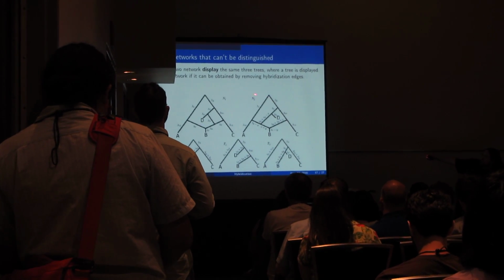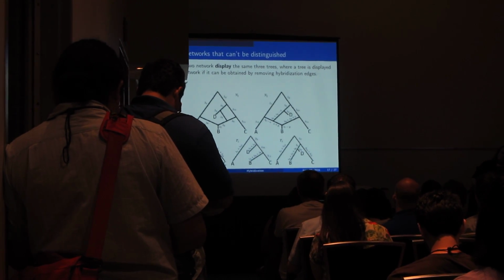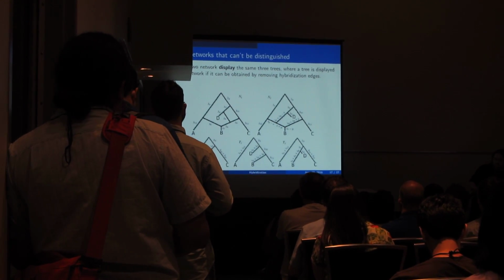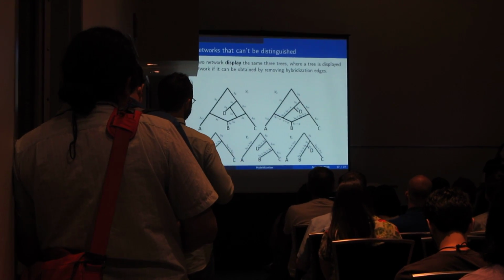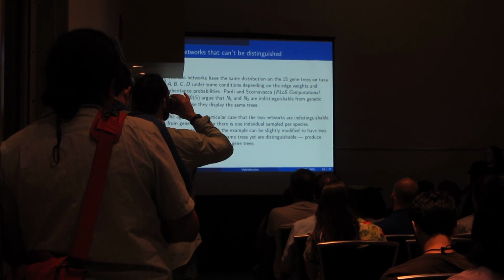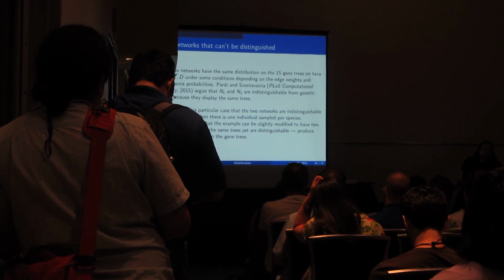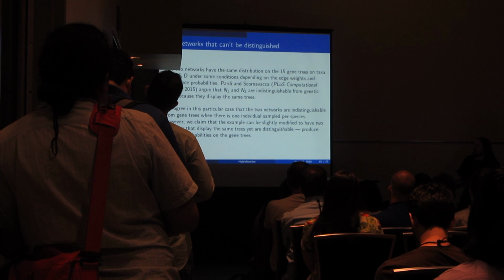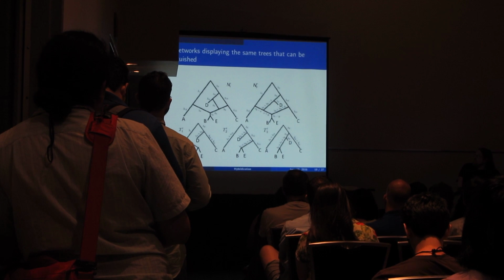Okay, and it turns out that this network, even though it's distinct, displays exactly the same trees with the same branch lengths as the other network. And the paper's authors think that these networks lead to the same probability distributions on the gene trees. And that's actually true, so I agree with that assessment for this particular case, that they do lead to the same probability distributions on the gene trees.